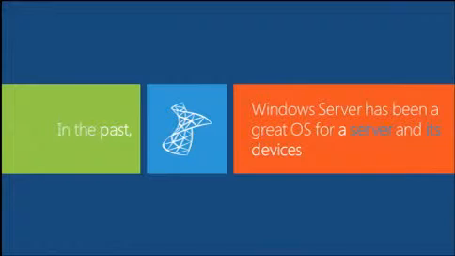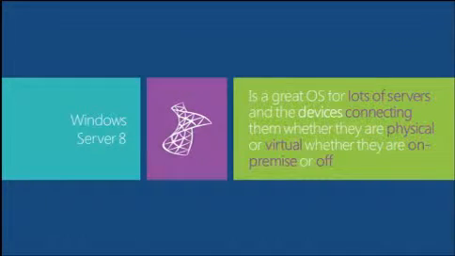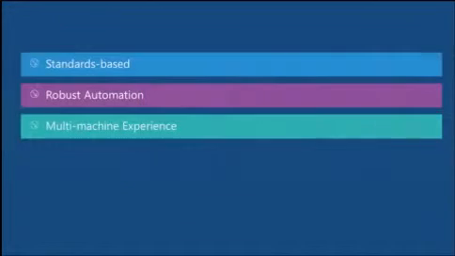Yeah. So I want to start with some context, right? Provide you some background as to what it is we're doing and why we're doing it, right? Windows Server has always been a great operating system for a server and its devices. But starting with Windows Server 2012, there's a transformation. And the transformation is that now we want to be a great server for lots of servers, a great OS for lots of servers, for the devices connecting them, whether they're physical, virtual, on-premises, or off-premises. So indeed, we want to be a cloud-optimized or a cloud OS. And this is a fundamental change in the responsibilities of the operating system. So it's really quite exciting.